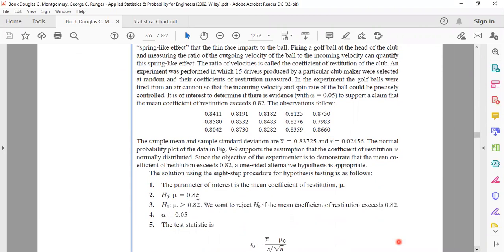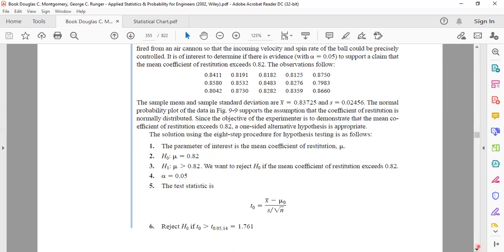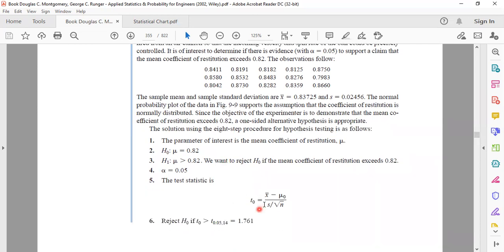Now you see, the way it has been written over here, they substituted this T naught, which is x bar minus mu naught divided by s over root n. Here in n, you are going to put not 14 but 15. Remember, just to calculate small s, you divide by n minus 1. But whenever you substitute the sample size over here, it should be the actual sample size. So here you divide by 14, and here you use 15. Keep this in mind, don't be confused.